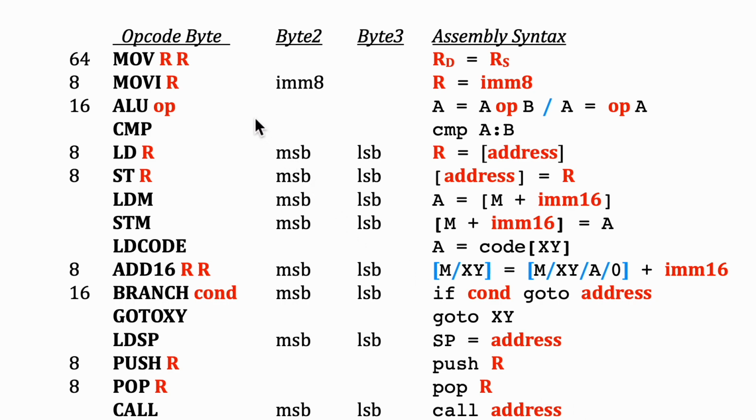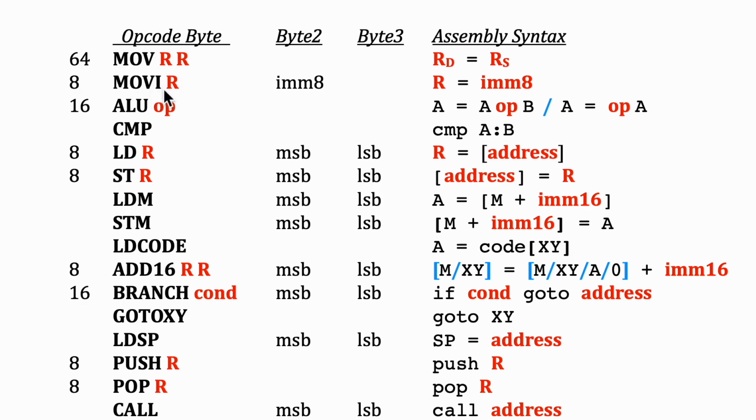The instruction set can be divided into about 20 different categories shown here. Let's start with the move instruction. This moves a byte from one of the 8 registers into another register. This is a single byte instruction. There is no second or third byte. The registers are encoded in the opcode, so this actually consumes 64 different opcode values.